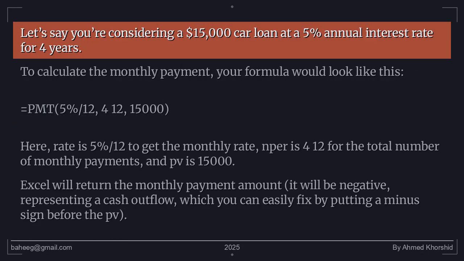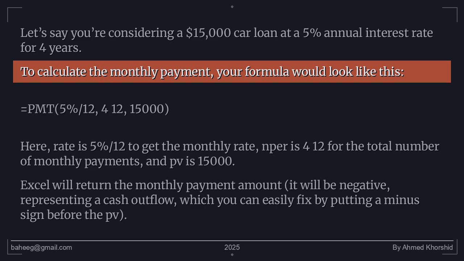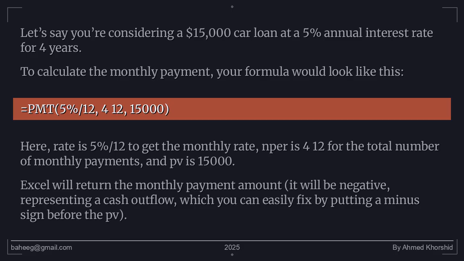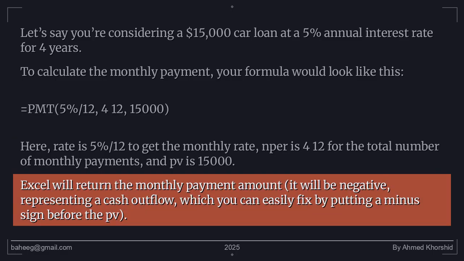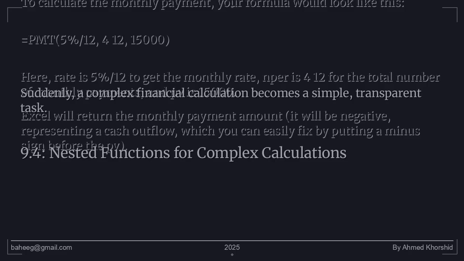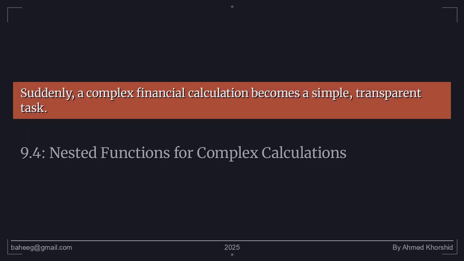Let's say you're considering a $15,000 car loan at a 5% annual interest rate for 4 years. To calculate the monthly payment, your formula would look like this. Equals PMT(5%/12, 4*12, 15000). Here, rate is 5%/12 to get the monthly rate, NPER is 4*12 for the total number of monthly payments, and PV is 15,000. Excel will return the monthly payment amount. It will be negative, representing a cash outflow, which you can easily fix by putting a minus sign before the PV. Suddenly, a complex financial calculation becomes a simple, transparent task.